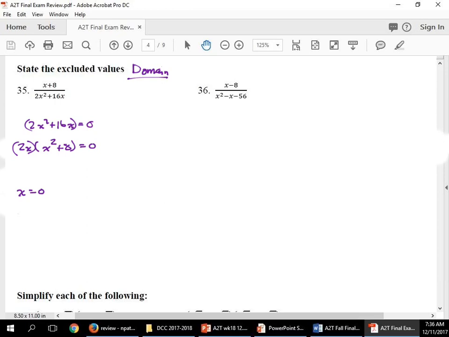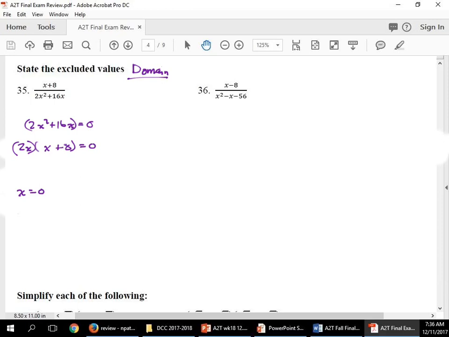Oops, I forgot. I messed up. I put a 2 right here. When I take x out of that, it goes away. All right. Okay, that's weird. I don't know what's happening here. So we get x plus 8.